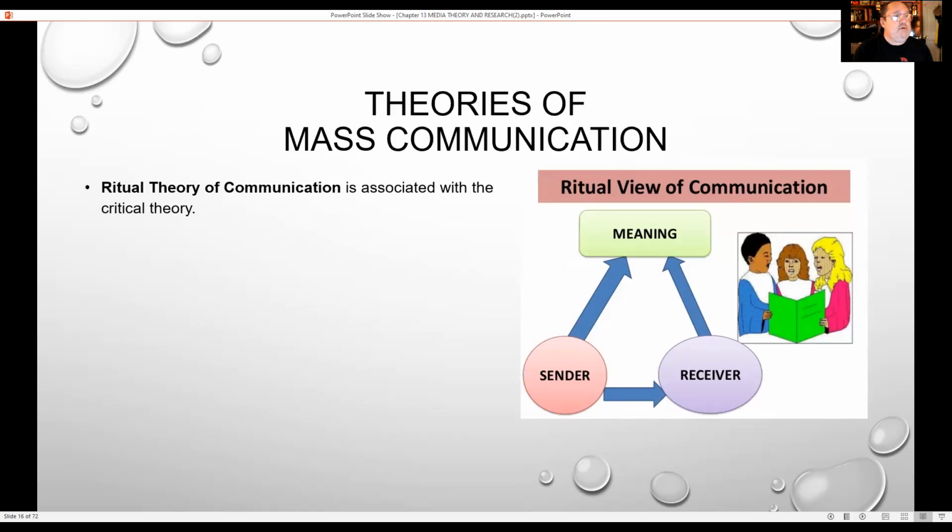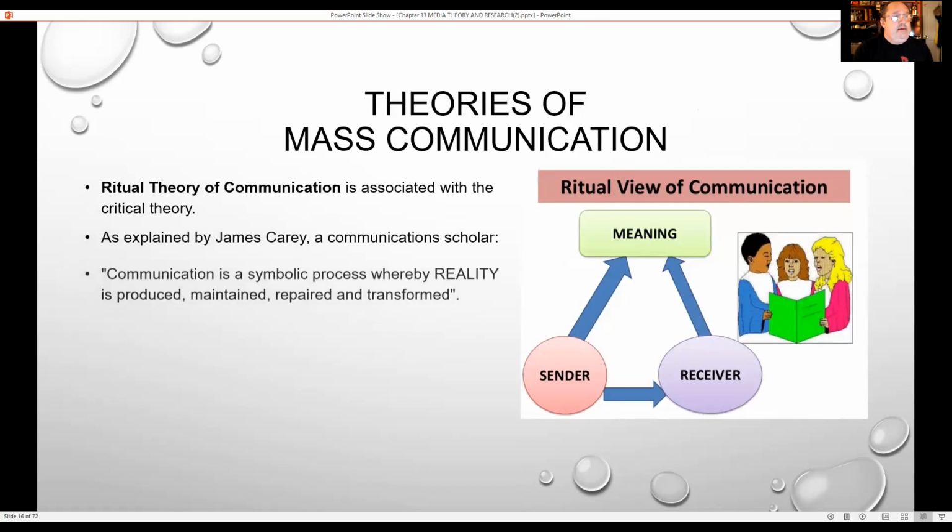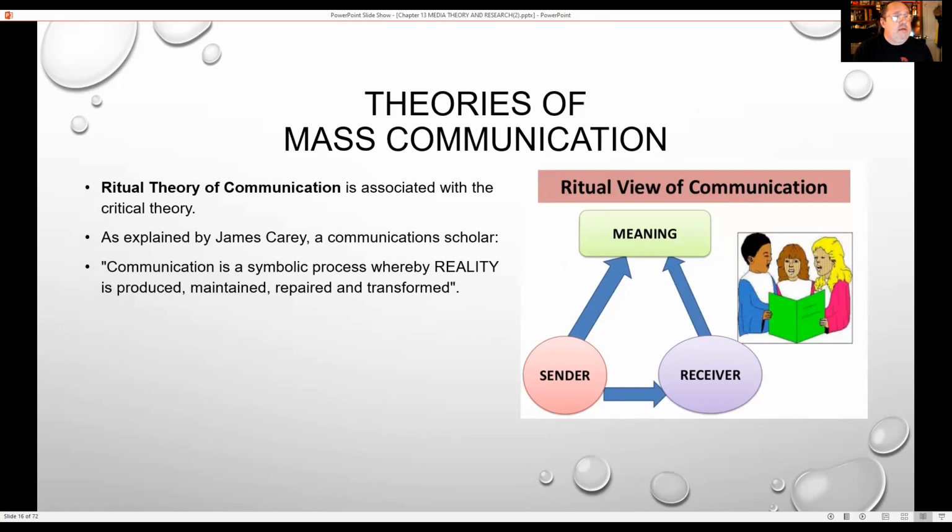Ritual theory of communication is associated with critical theory. And as this scholar said, communication is a symbolic process whereby reality is produced, maintained, repaired, and transformed. So we do have our rituals in communication. Church services are ritual forms of communication. Club meetings, your bowling league, if you're in a bowling league. I don't think many people your age are in bowling leagues, but if you are, that's a ritual. There are certain ways of communicating and things that you do in those situations.